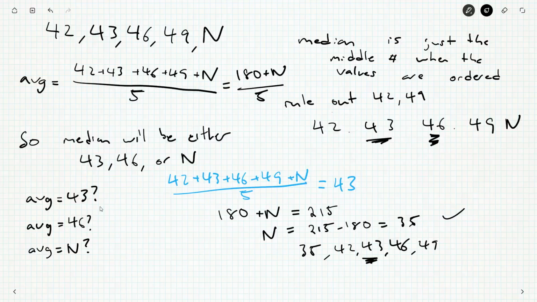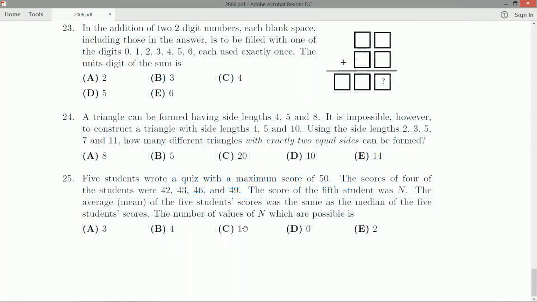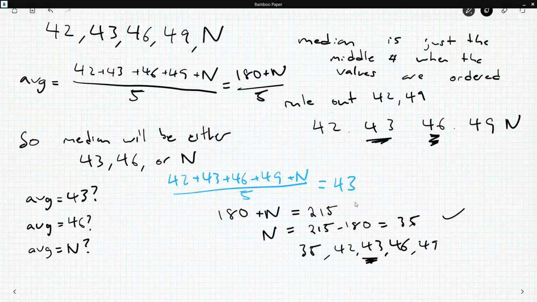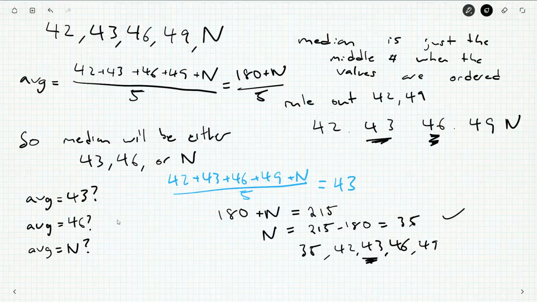So now we've got one value of n that works. So if we go back to our answers, we know it's not going to be D. It could be C. Right now it's looking like it's C because we don't have any others. Could be 2, 3, 4. We don't know yet, but it's certainly possible. But it can't be D because we know if n is 35, the average will be equal to the median, and both those values will be 43.